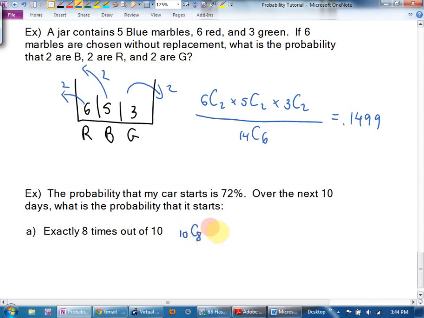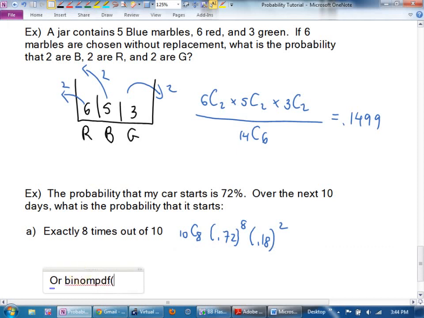8 starts, 0.18, 2 non-starts. Or, on your calculators, it's binomial PDF of 10, 0.72, 8. Which is what? To 4 decimal places. Basically, a 1 in 4 chance of starting exactly 8 times.